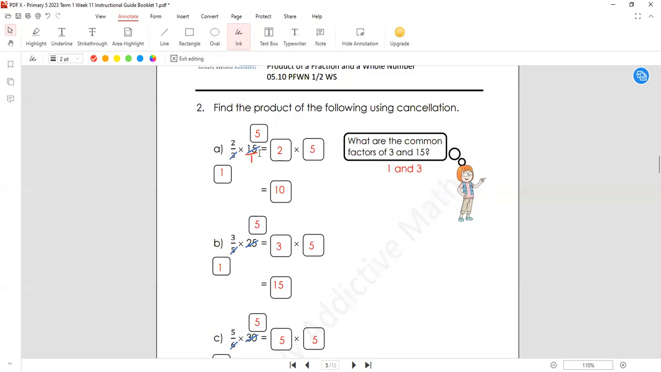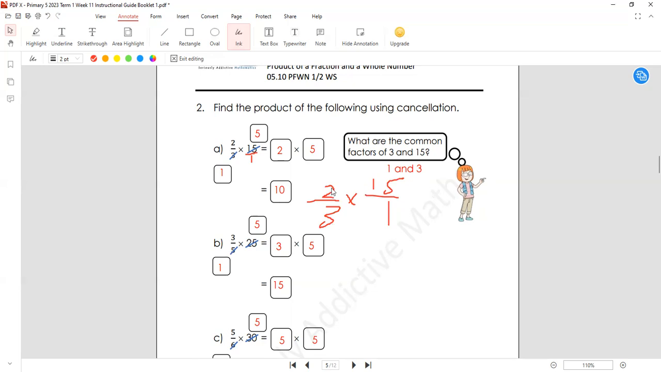Let's see, 3 and 15. Is there a common factor? So 3 and 15, the common factor is 3. 3 divided by 3 equals 1. 15 divided by 3 equals 5. You might want to show them how this is done, because here the steps are unclear. The idea is to identify the common factor between the denominator and numerator.